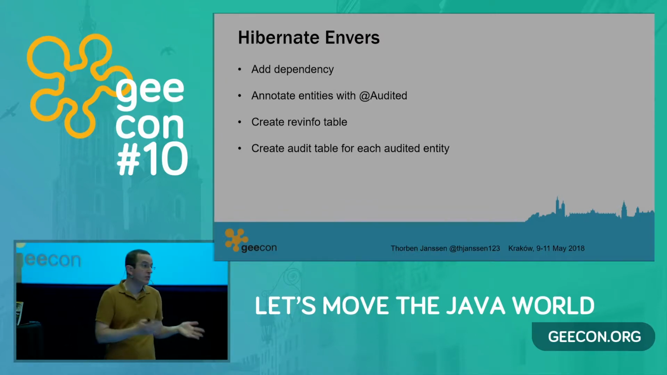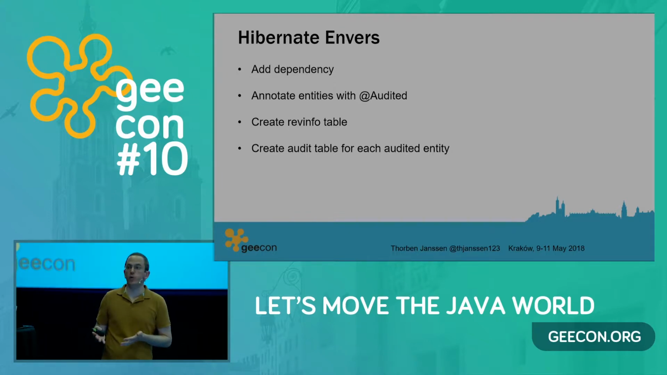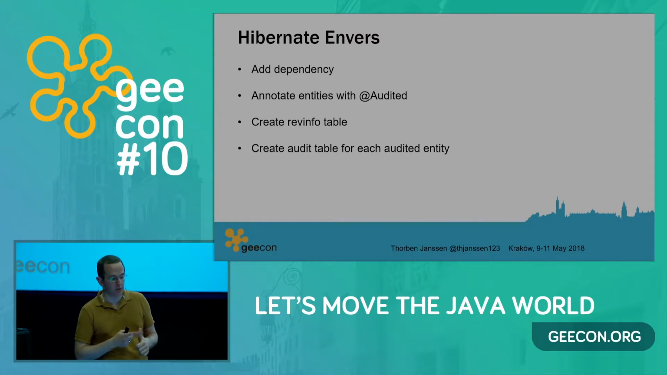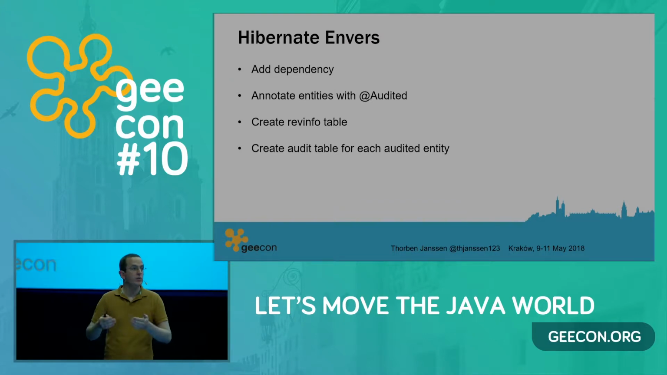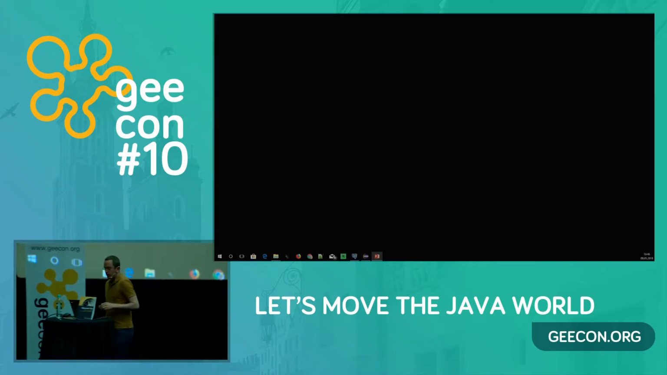And then we need a few tables in the database. I mean, we need to store this audit information somewhere. So we need a revision table. By default, that one is called revinfo. And then we need an audit table for each entity that we want to audit. So basically, a history table for each entity. So let's get into the code and take a look at it.